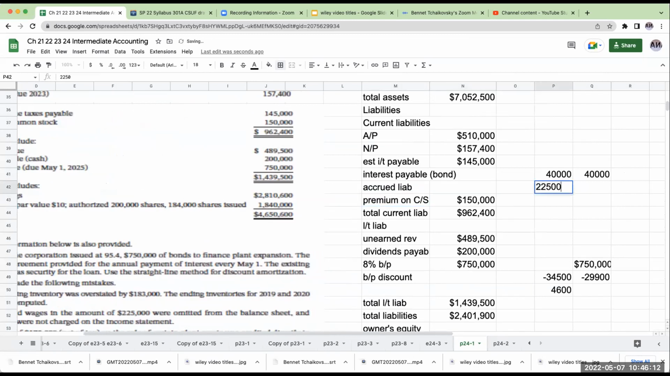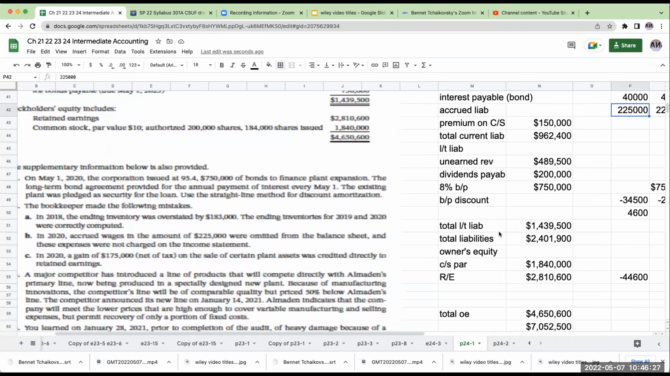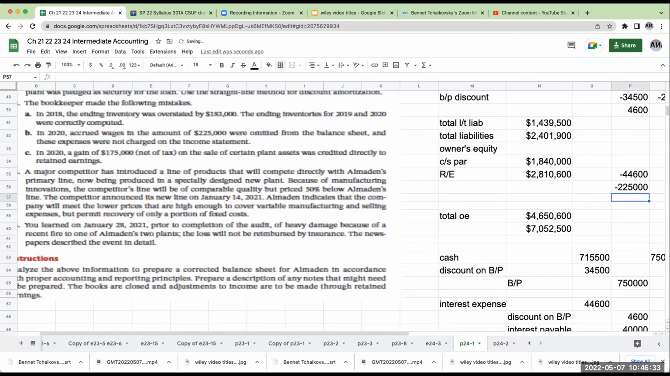And this is going to be for $225,000. Okay, and I want to call this different than accounts payable, because if I have wages that haven't been paid, that's a different classification. I want to make sure that I'm going through and showing that correctly. So this is going to show as a negative to retained earnings.